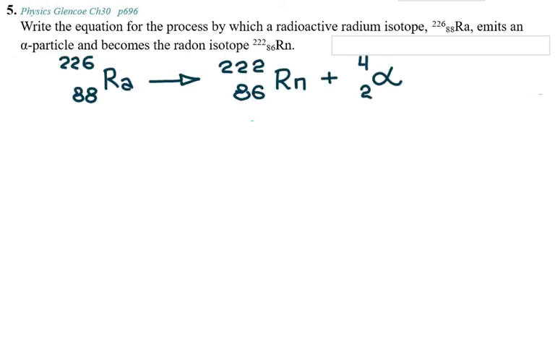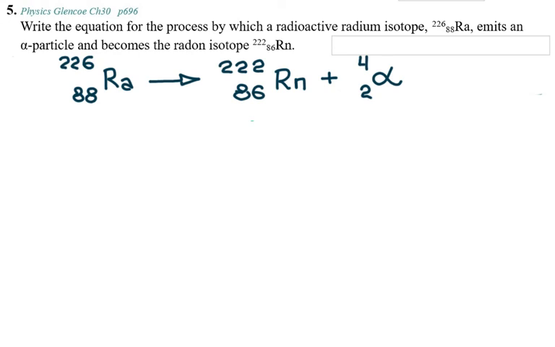For the next question, they ask you to write the equation for the process by which a radioactive radium isotope, radium-226, emits an alpha particle and becomes a radon isotope, radon-222. What they're saying is you have radium, and after radium emits the alpha particle, you have radon and the alpha particle. And the alpha particle is the helium, that is a helium ion.